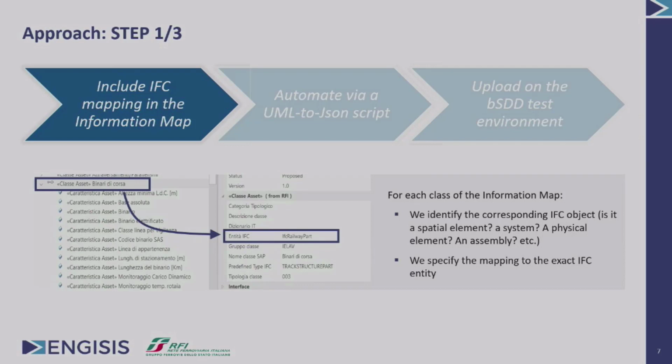We had, of course, the help of the experts that RFI had already involved in the IFC Rail Phase 1 and Phase 2 projects, which helped a lot, because they were part of the people that developed the standard, so they knew what we were talking about. And we included this mapping as some values, some properties, inside their UML model.